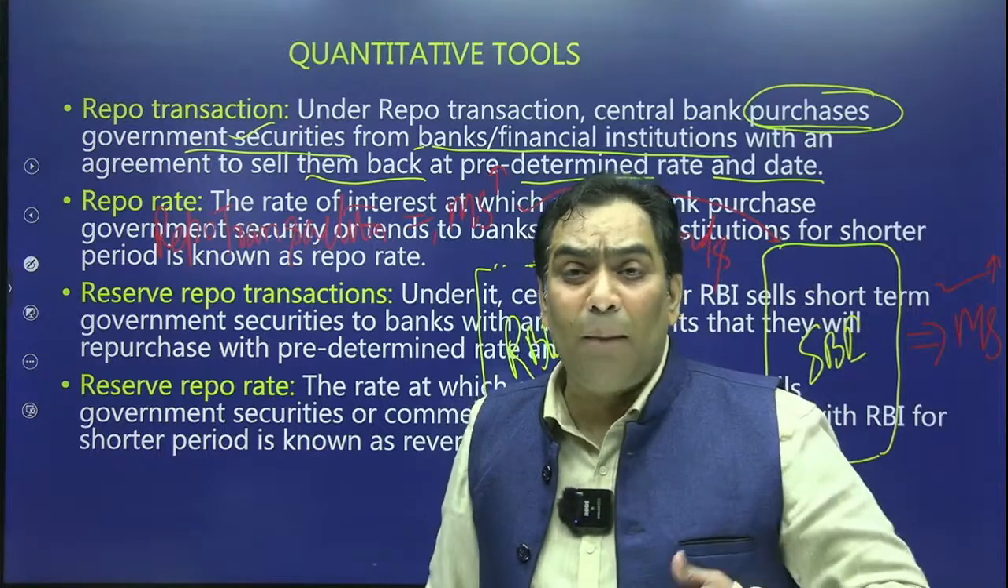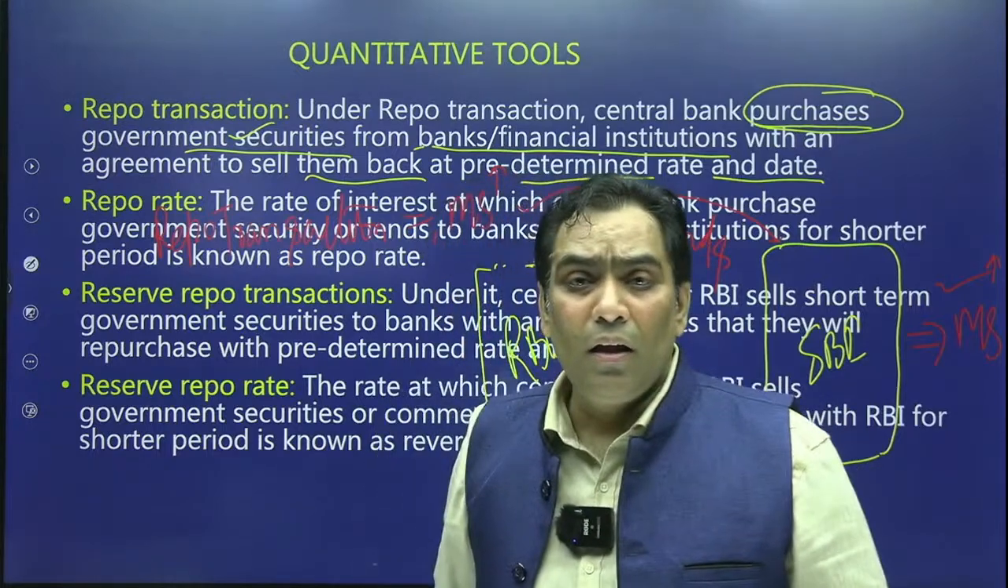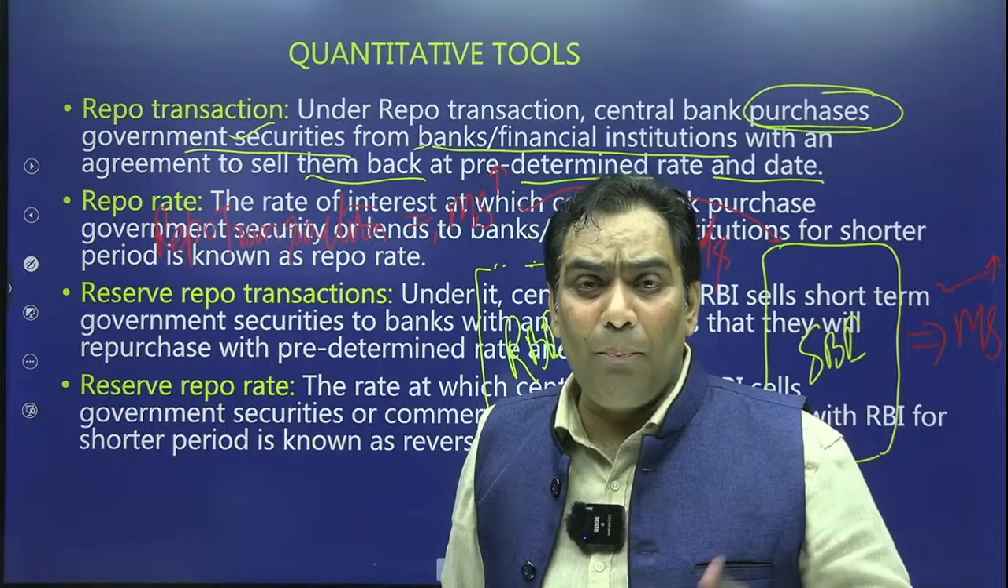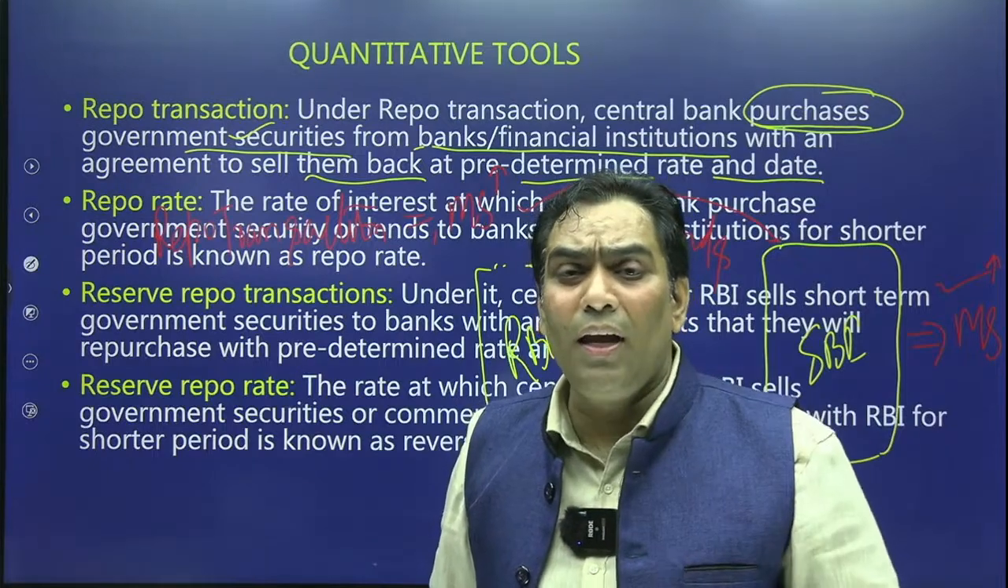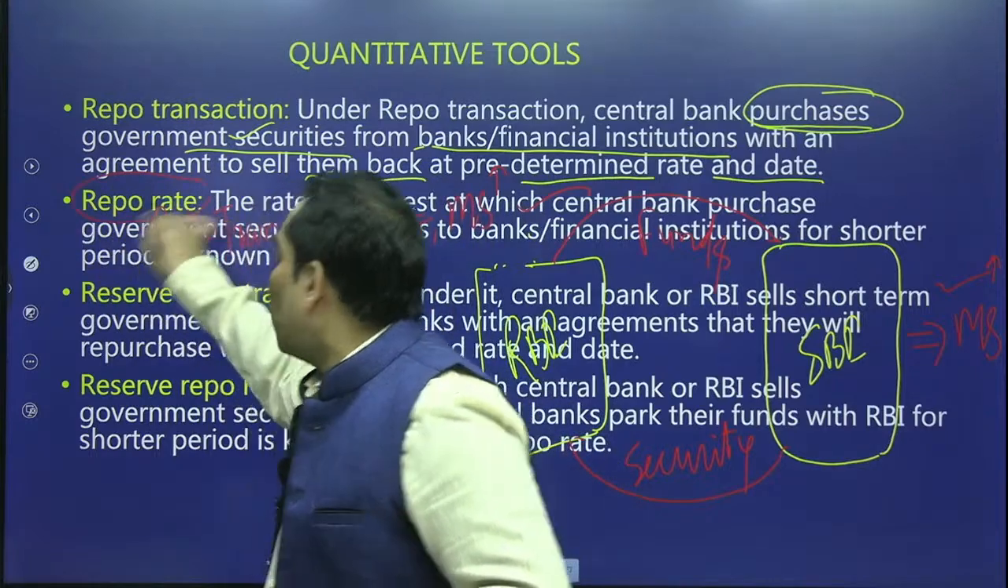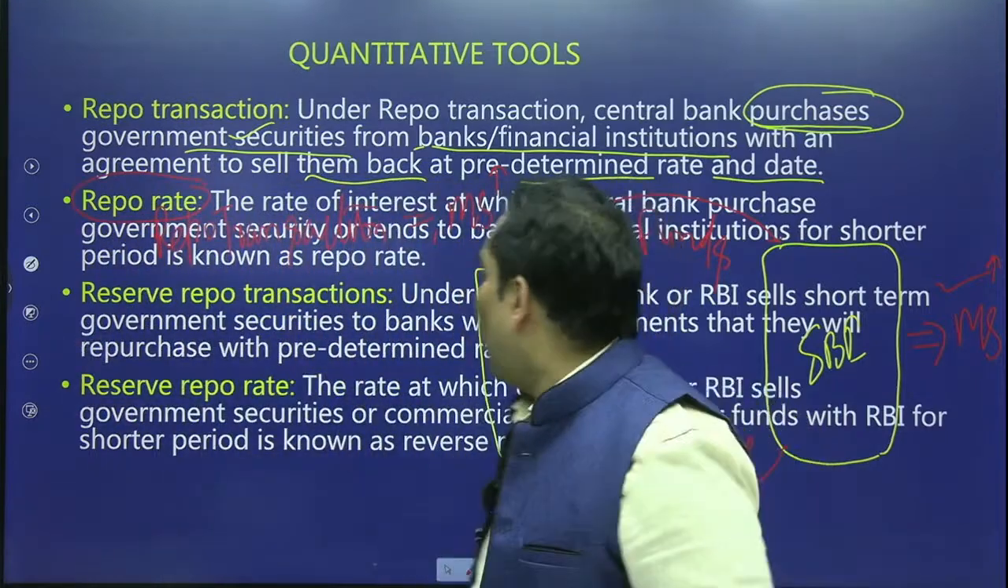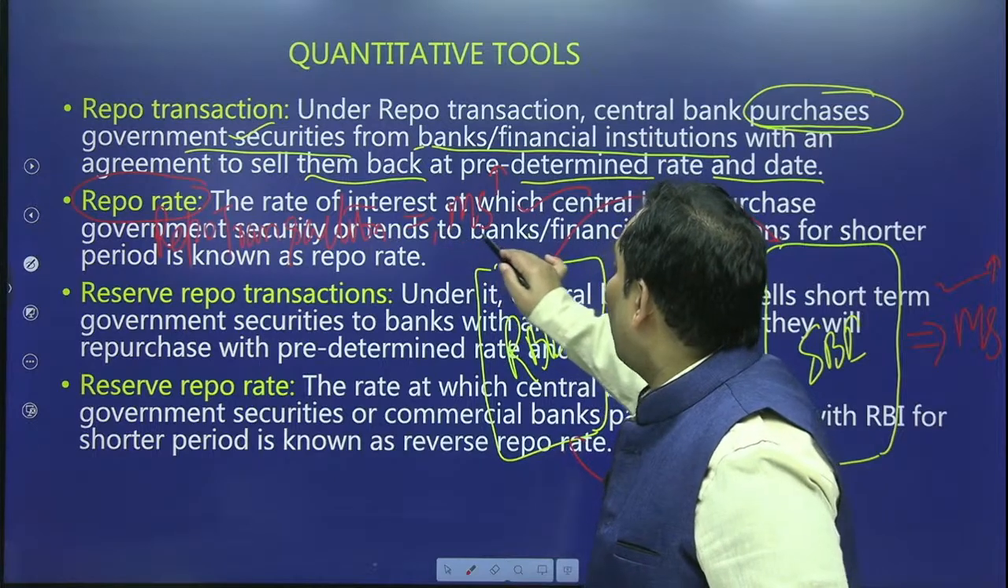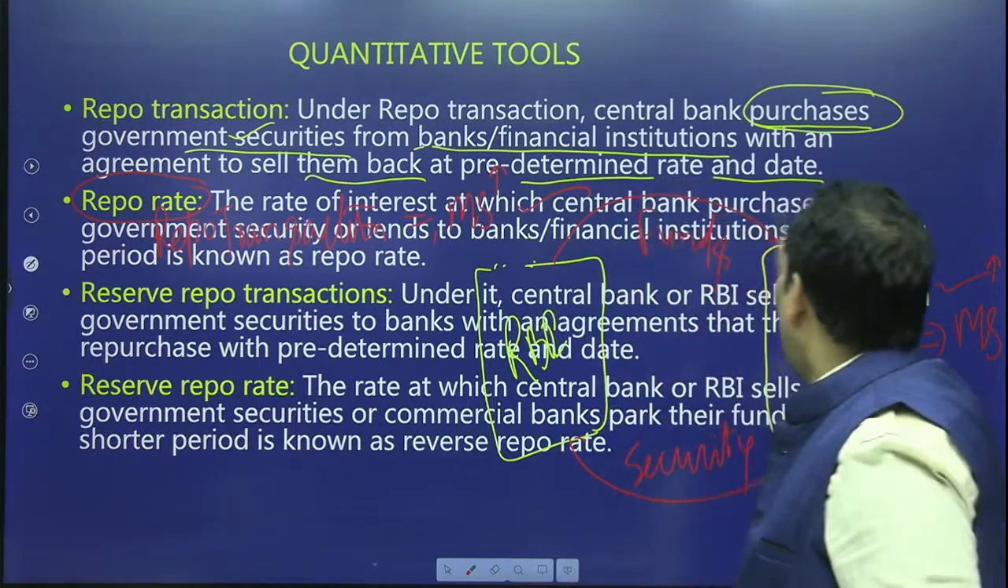But what is the repo transaction and why, through an increase in the repo rate, do we reduce money supply? For that, we need to understand the repo rate. What is the repo rate? The repo rate is the rate of interest at which the central bank purchases.